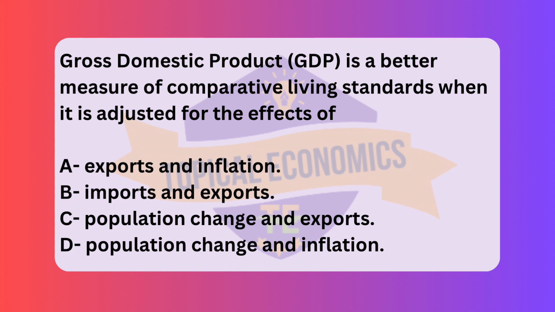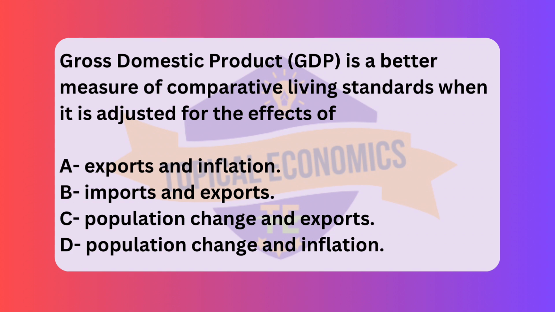Next, option B, imports and exports. Similar to option A, imports and exports affect a country's GDP, but they don't directly adjust for factors that impact living standards. Imports and exports reflect trade but don't account for the internal economic changes or inflation that affect average citizens' wealth. Lastly, option C, population change and exports.